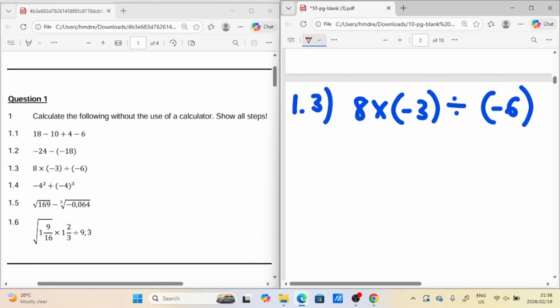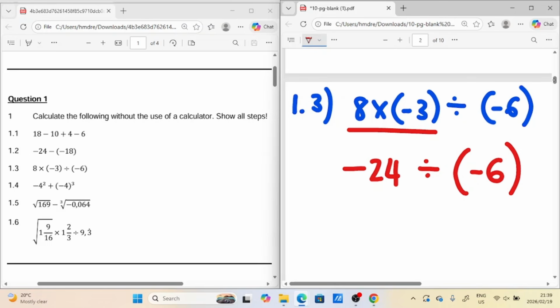With a question like this, we've only got timesing and dividing, so it doesn't matter what order it is. We don't really have to worry about BODMAS here. What I would do is just start with this first one. So 8 times negative 3. A positive times a negative is going to give us a negative. 8 times 3 is 24. And then this part stays exactly the same, divided by negative 6.